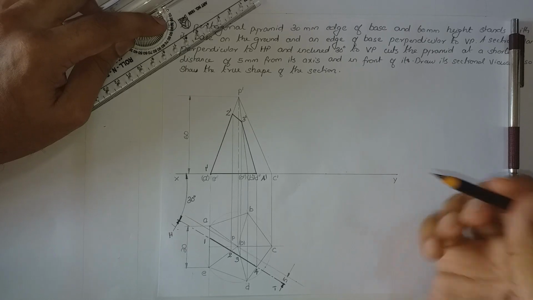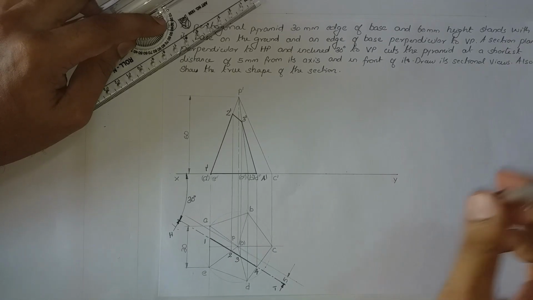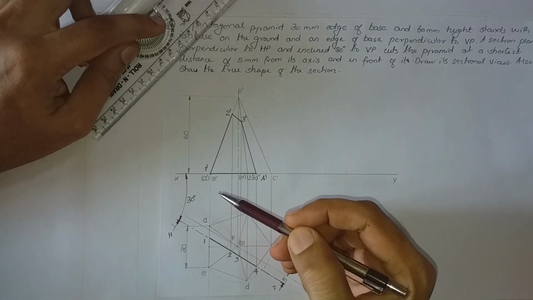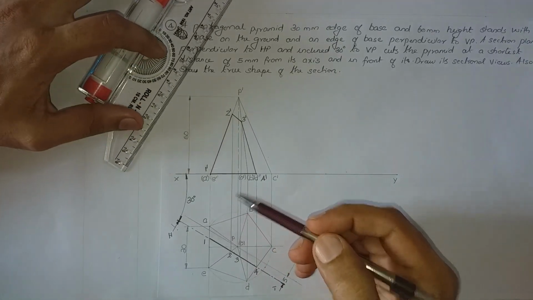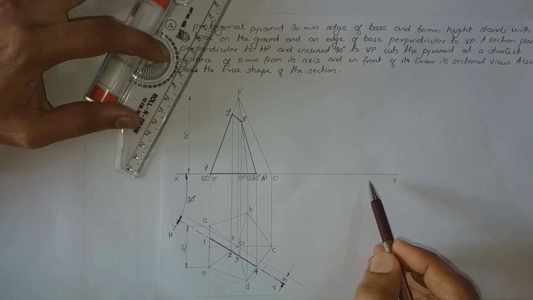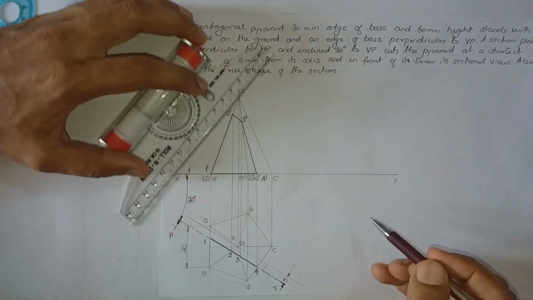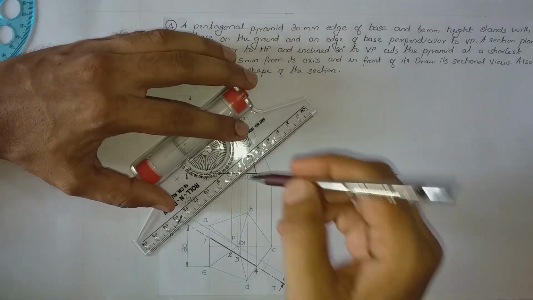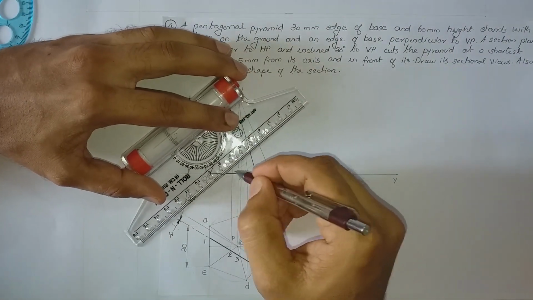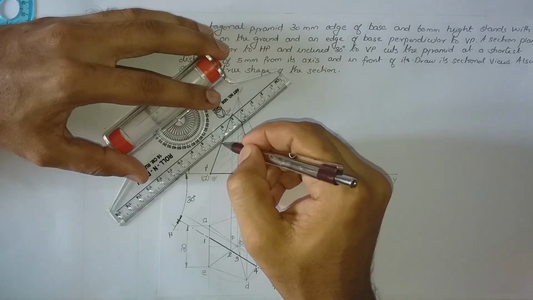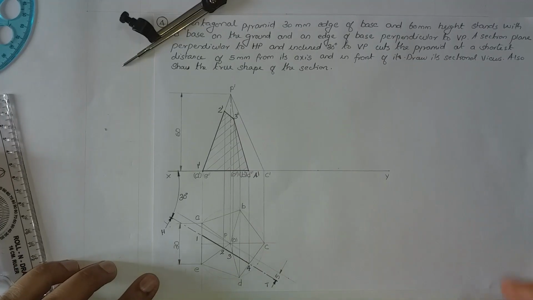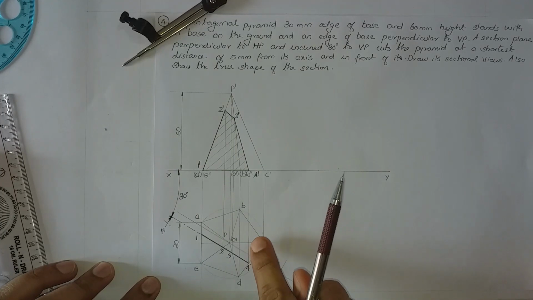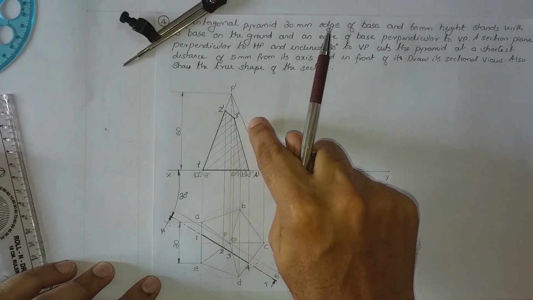After joining it, the next step is draw hatching lines inside this region 1 dash, 2 dash, 3 dash, 4 dash, because this is a section surface. So hatching lines are to be made at an angle of 45 degree with respect to the XY line, and they must be equally spaced and they must be thin lines. After the hatching process, the next step is mark the remaining regions in the top view along with the remaining regions in the front view.